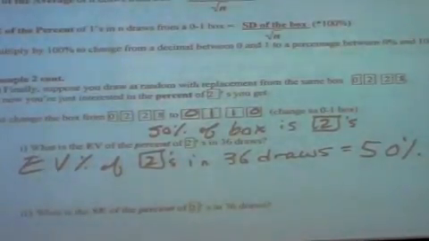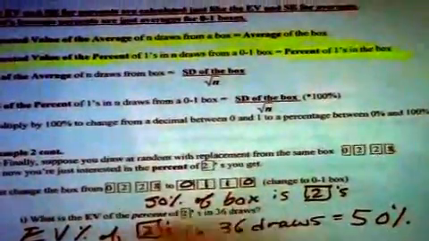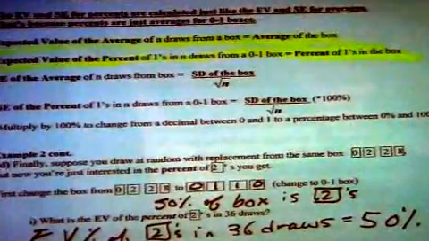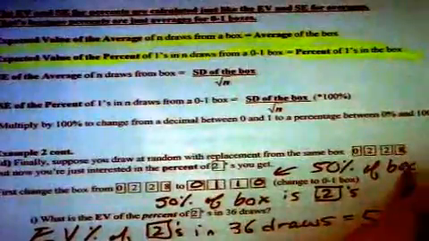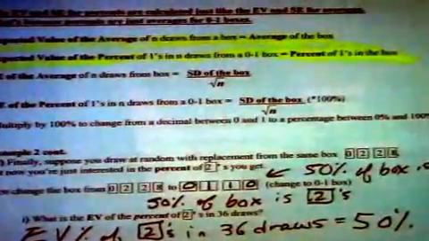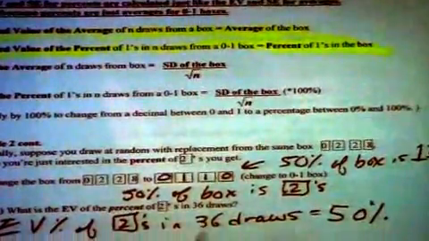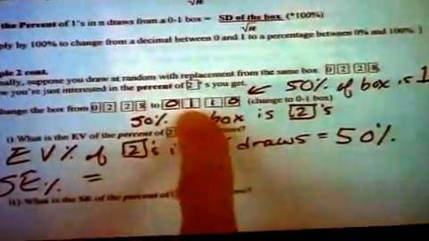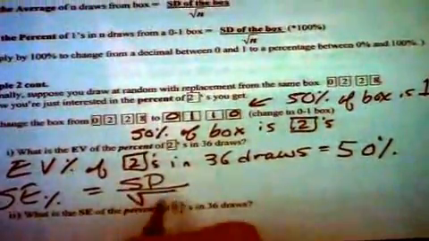There's no formula, okay? It's just common sense. It's the percent of 1s in that box. All right, now the standard error for the percent is just going to be like an average, but it's an average of a 0, 1 box. So you're using that box. So it's the standard deviation over the square root of n.